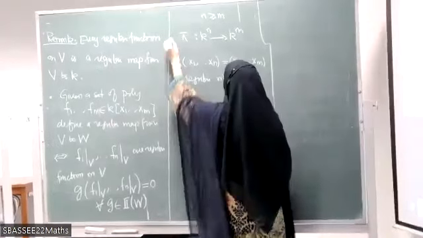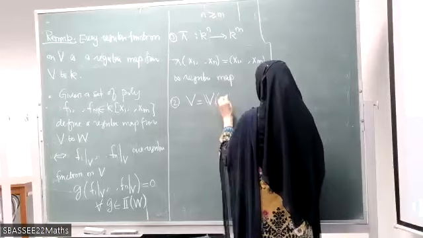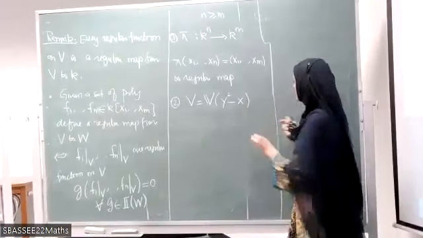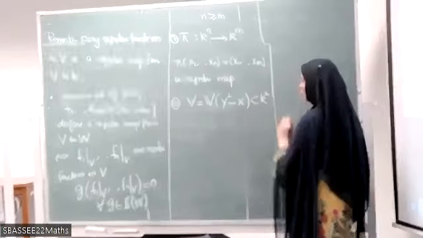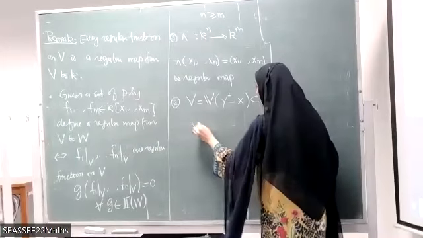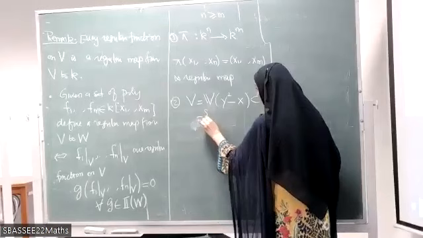Okay, one more example. For example, you have this variety in K2, and now I can define a map, I can also say that this one is defined in this way.